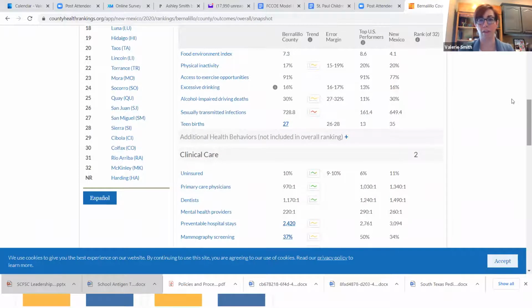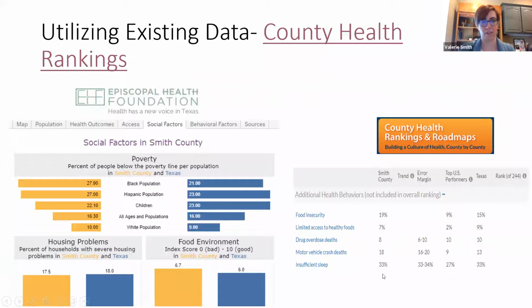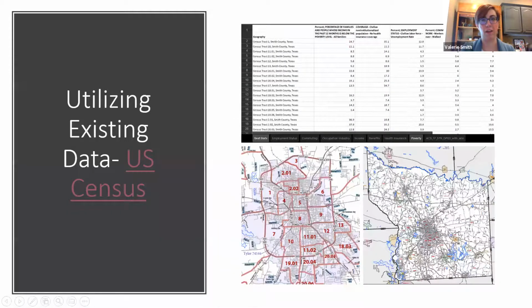So that's the County Health Rankings. Let me go back here to my slides so we can go from there.